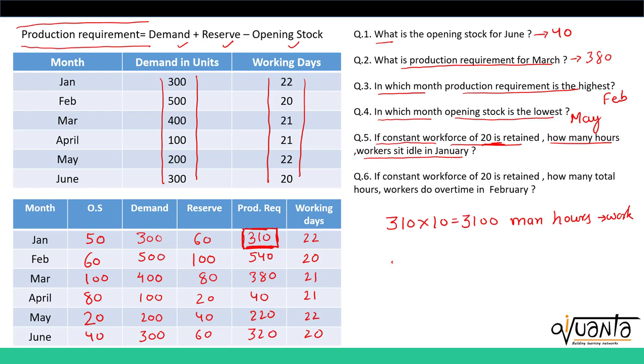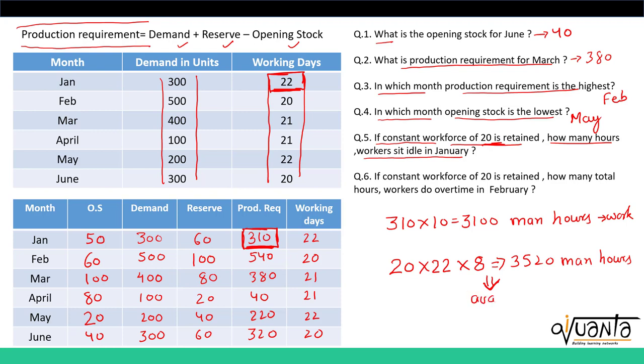Now if we employ 20 laborers in January month, they will have to work for 22 days because there are 22 working days in January month. So all will work for 22 days, and for each day the company works for 8 hours. That means each labor will work for 8 hours, which gives us 3520 man hours of work. So this much of work can be done.